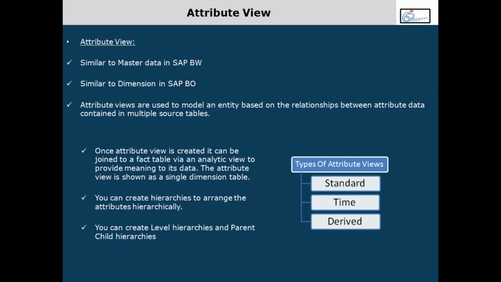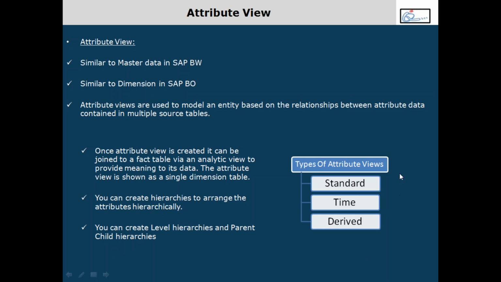The next point here is once an attribute view is created, we can use it to join in an analytical view. Now, can I use one attribute view in n number of analytical views? Yes. And an attribute view will be used as a dimension in your analytical view. Now, can we create hierarchies in attribute views? Yes. We can create either level based hierarchies or parent child based hierarchies.